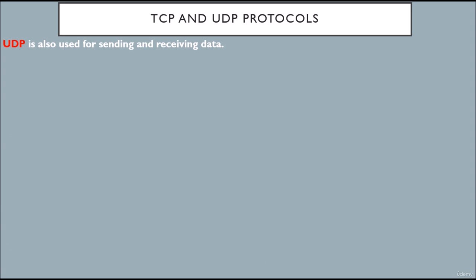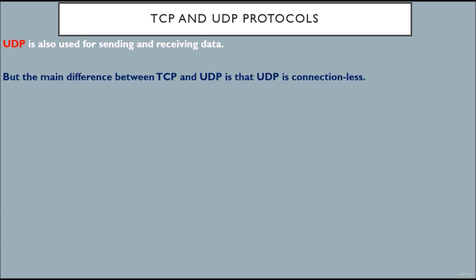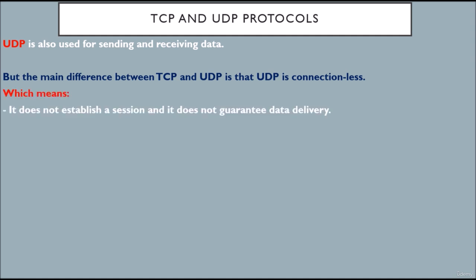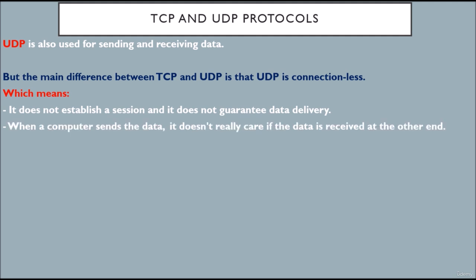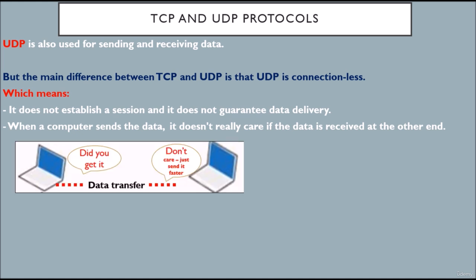UDP is also used for sending and receiving data, but the main difference between TCP and UDP is that UDP is connectionless, which means it does not establish a session and it does not guarantee data delivery. When a computer sends the data, it doesn't really care if the data is received at the other end.